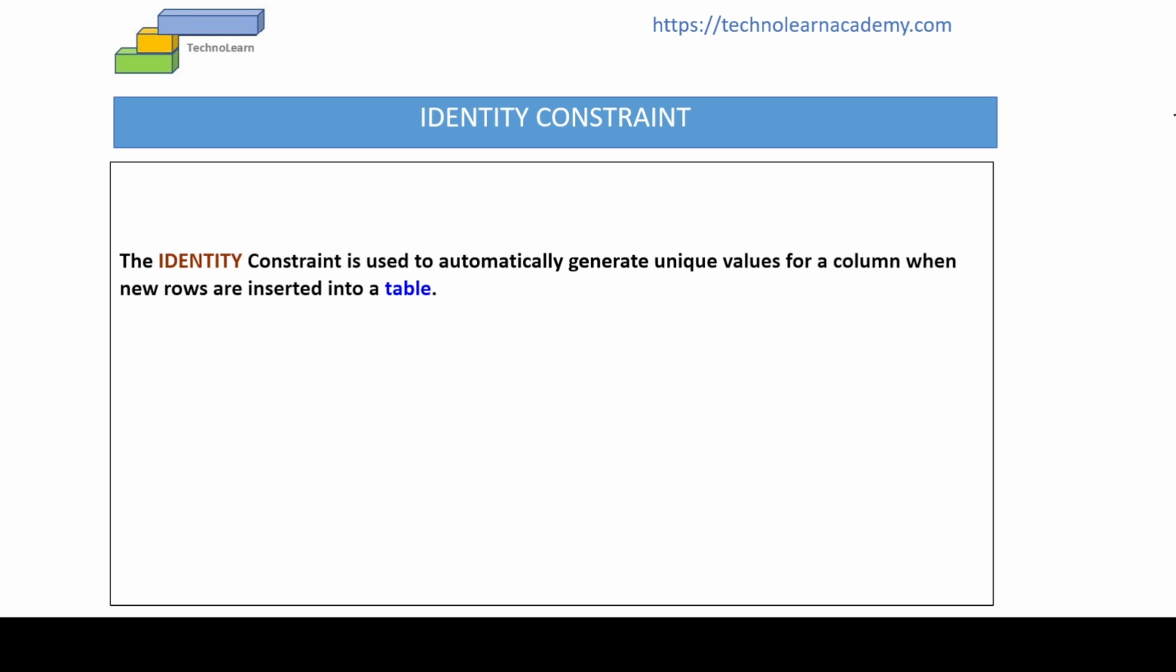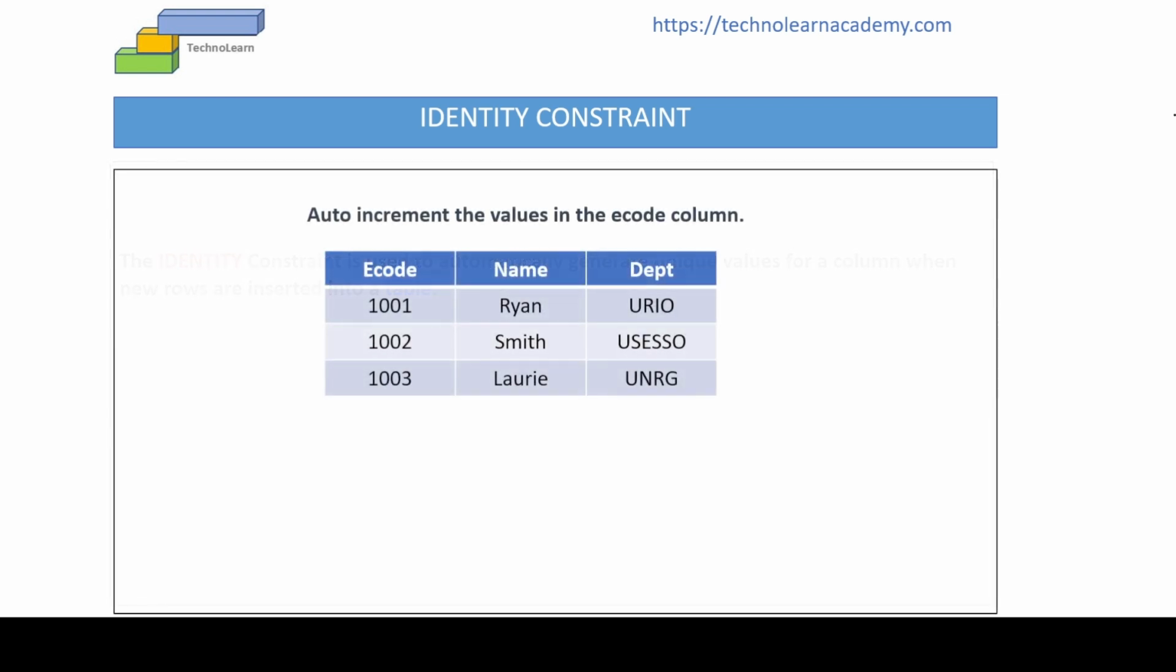The identity constraint is used to automatically generate unique values for a column when new rows are inserted into a table. Let's understand the identity column with the help of the given table.